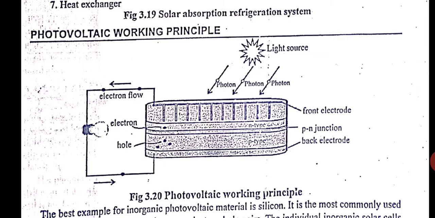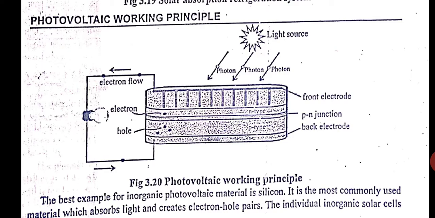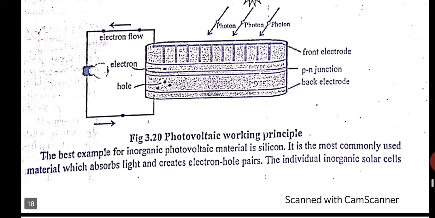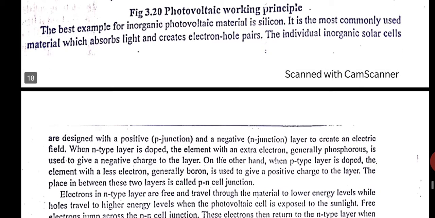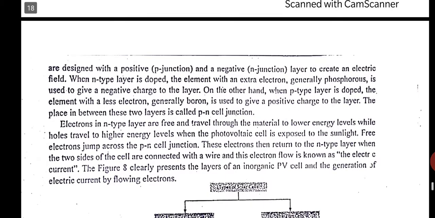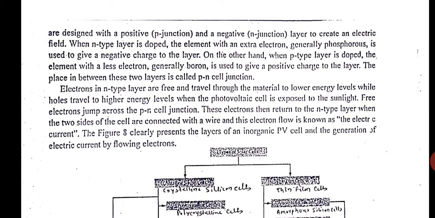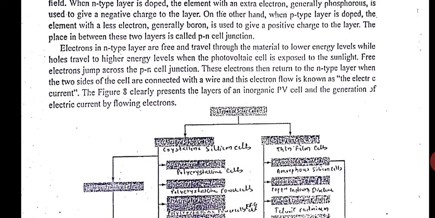And what happens? The electrons and holes are created. So the electrons keep moving from the top front electrode to the bottom electrode, and as long as the photons are hitting the front electrode, the electrons are jumping and flowing through a load back to the back electrode. The photovoltaic material used is silicon, which is a semiconductor. As I said, P is for the positive and N is for the negative layer, and the place where both are joined is called the PN junction.